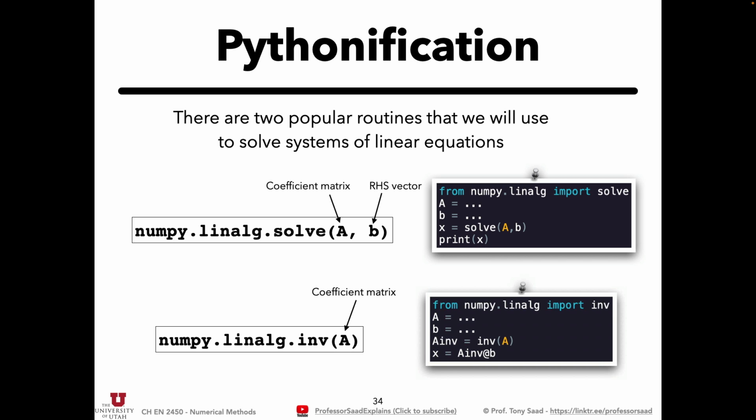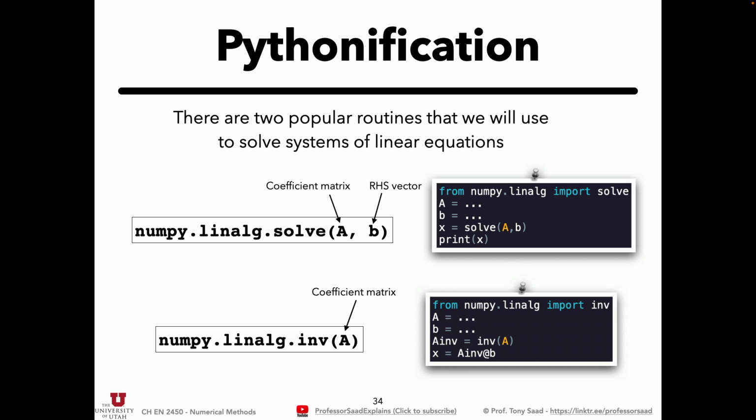How do you do matrix-vector multiplication in Python? The simplest way is to use the @ symbol, the one you use in your email. So matrix A inverse @ b gives you a matrix-vector product. What's nice about this is that A inverse, b, and x, you don't have to worry about them being row or column vectors. Python is smart enough to figure that out for you.